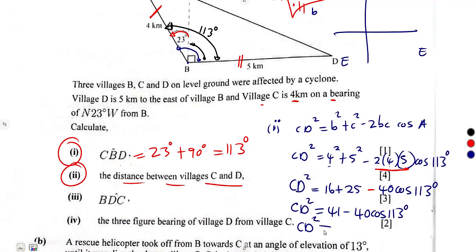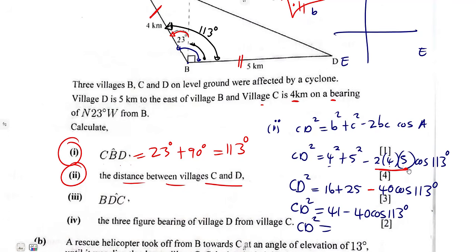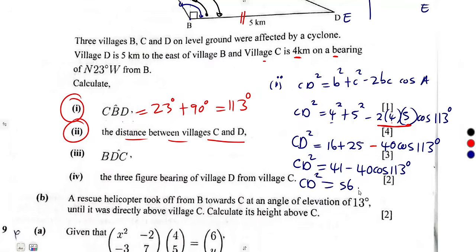So we can simplify this using the calculator. Combine everything on your calculator. Let me bring back the calculator to the normal mode. So that's 41 minus 40 cos 113, like this. So this is the result, 56 point something. Just write those values, 56.62924, and so on.